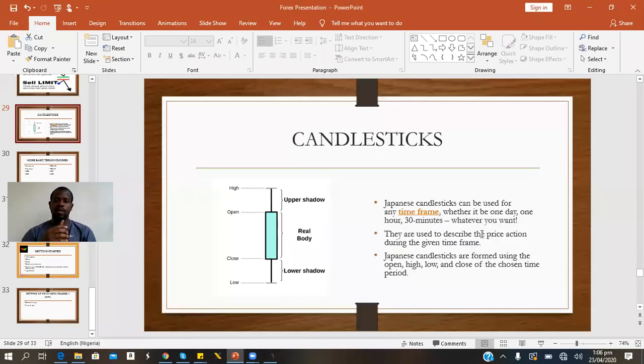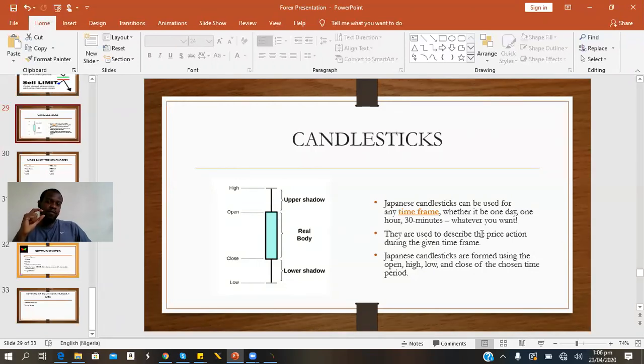The candlesticks depend on the time frame you're looking at. It can be 1 day, 1 hour, 30 minutes, or whichever time frame you choose. Basically, they describe the price action, what happened in the market over the period of time you have selected. We're going to go back to the live chart and I will do a proper illustration. Each candle represents what happens at the time frame you have selected.